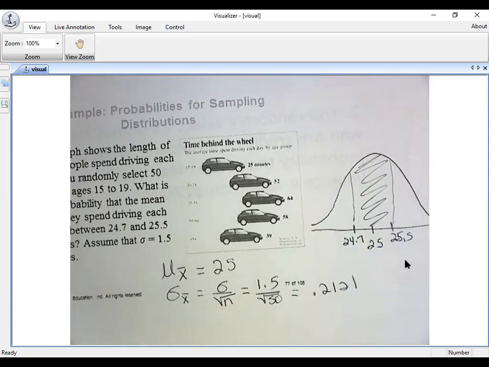I think so. Now, if you're using your table and looking at z-scores, you've got a lot of work to do to convert these z-scores, don't you? So you'd have to take the 24.7 minus 25, divide it by what we just found for our standard error of the mean, to get that z-score. Have to do the same thing for the 25.5. Then you can look those z-values up in the table and subtract. Anybody interested in the normal CDF?